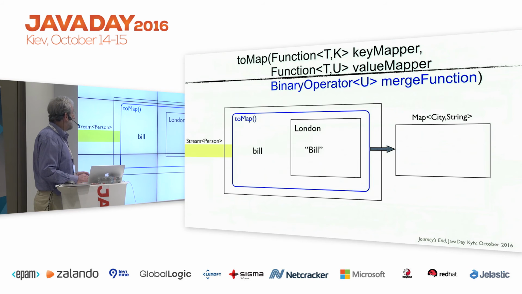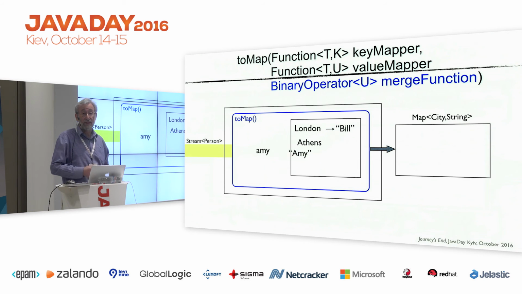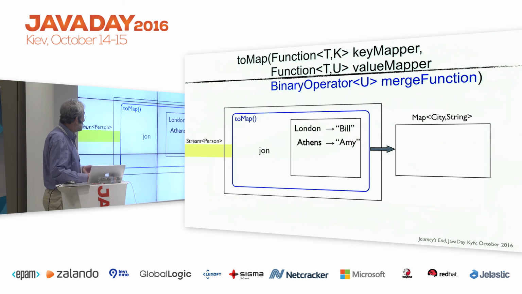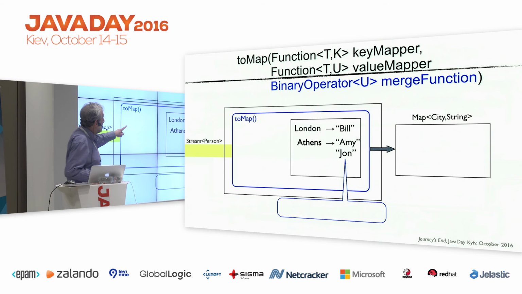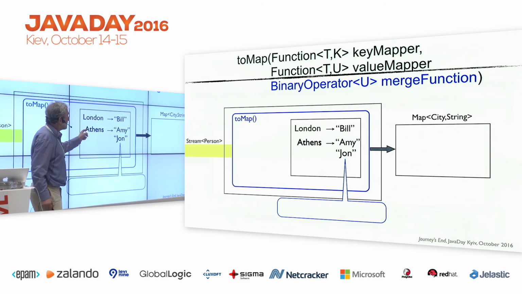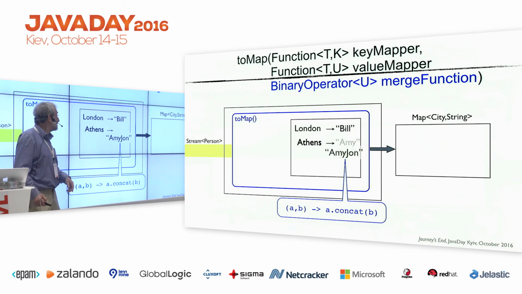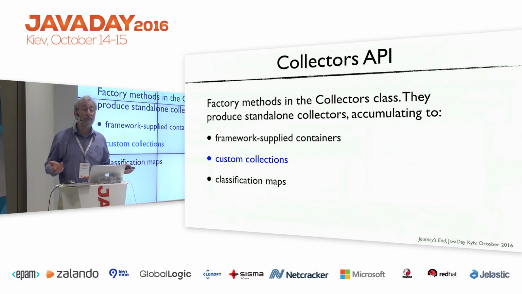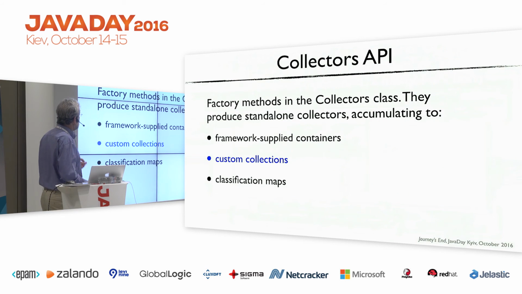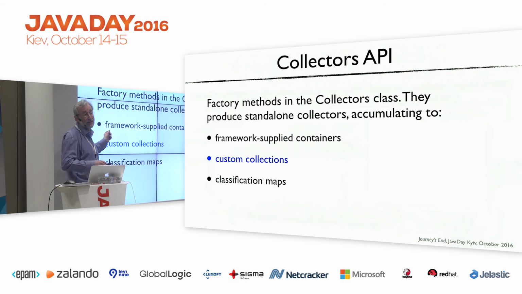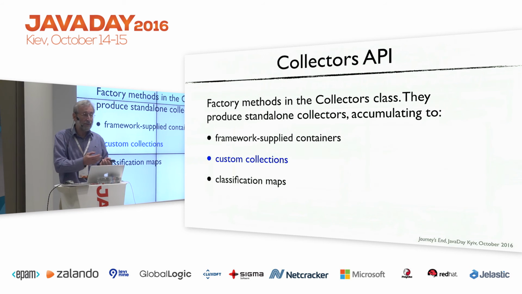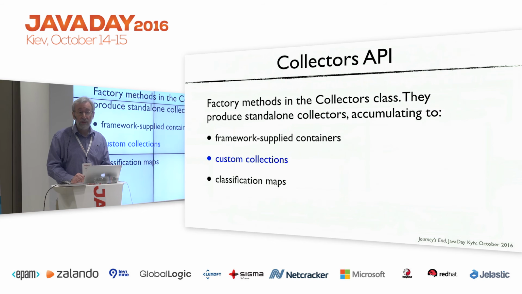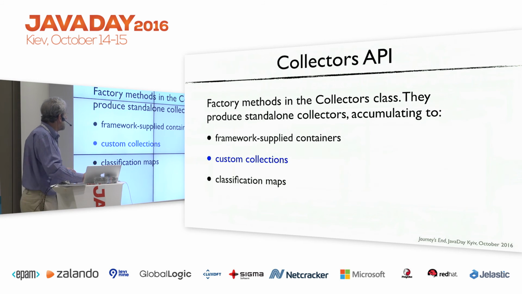So in this case, the animation will show clearly that when we have those two values, both John and Amy live in Athens, and so the function will concatenate them together, and that is the result. So that's what the framework-supplied collectors look like. I haven't talked about toList, because toList is just the same as toSet in terms of what it does. Custom collections are the ones that accumulate to custom collections.